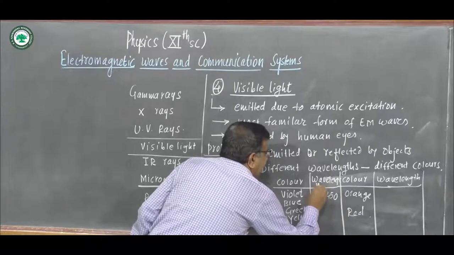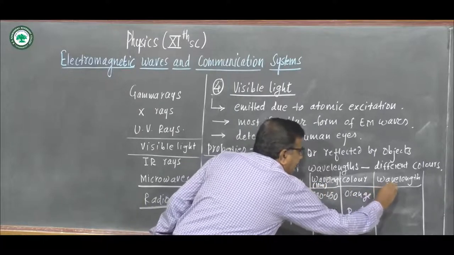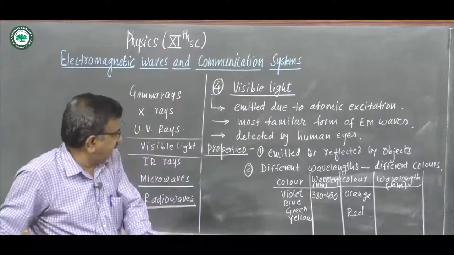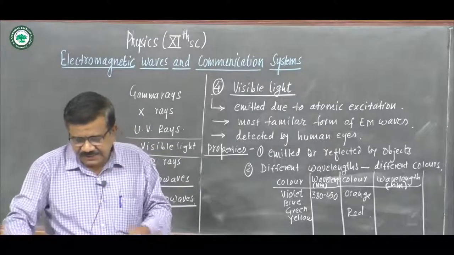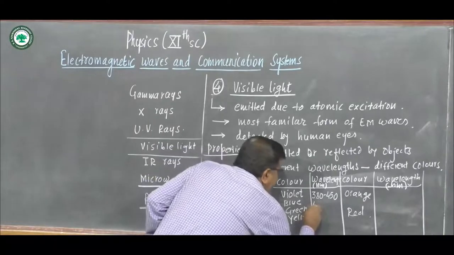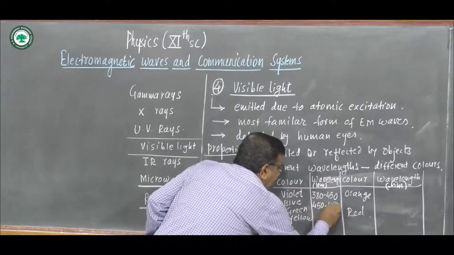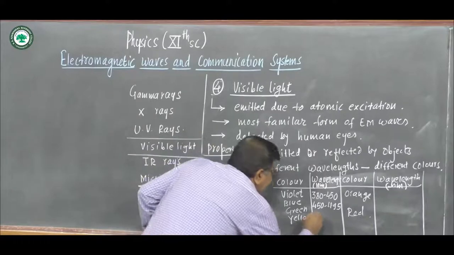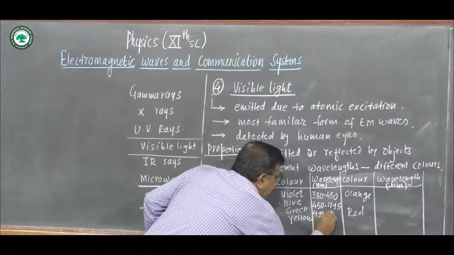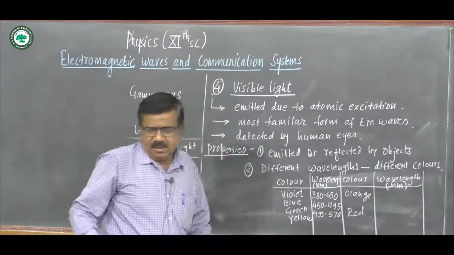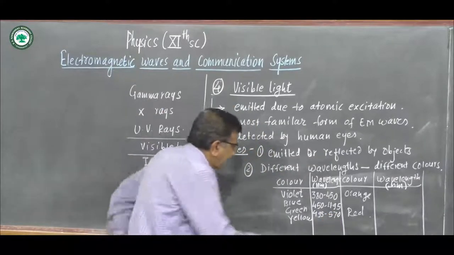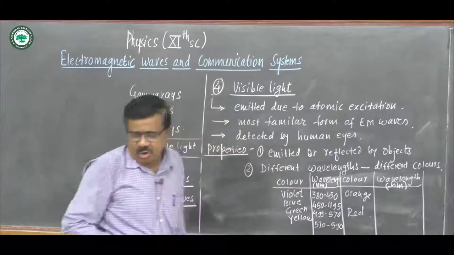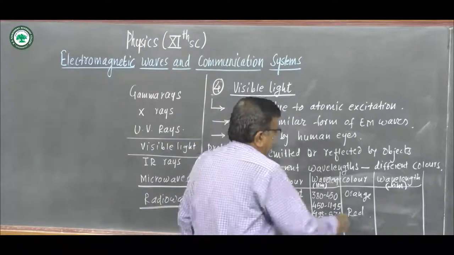These all wavelengths are in nanometer, that is 10 raised to minus 9 meter. 380 to 450 nanometer for violet, 450 to 495 nanometer for blue, for green it is 495 to 570, for yellow it is 570 to 590, for orange, 590 to 620.